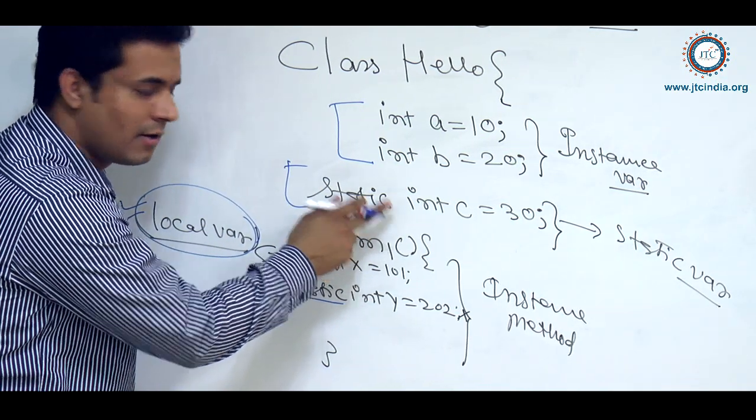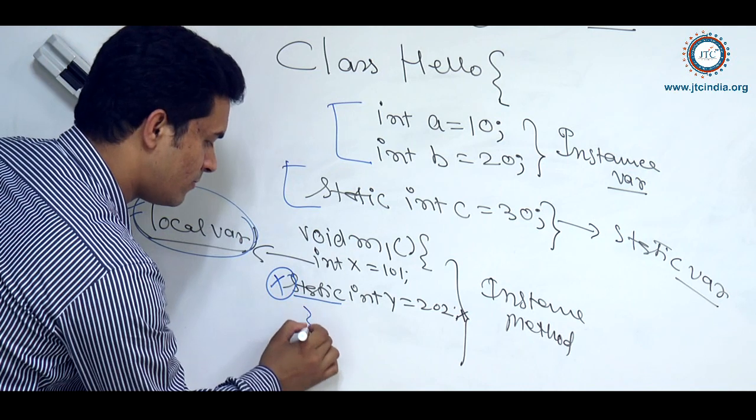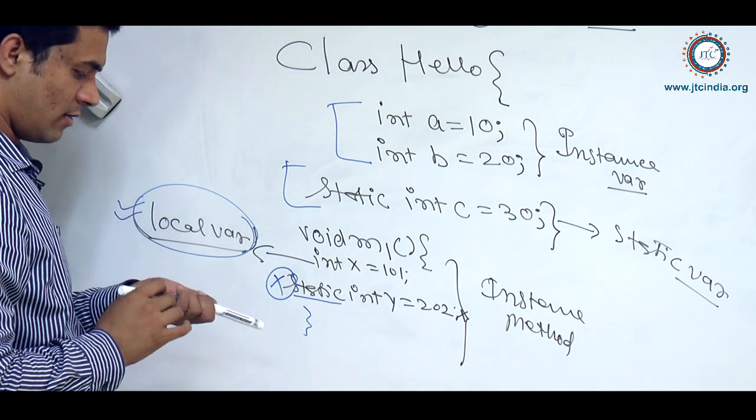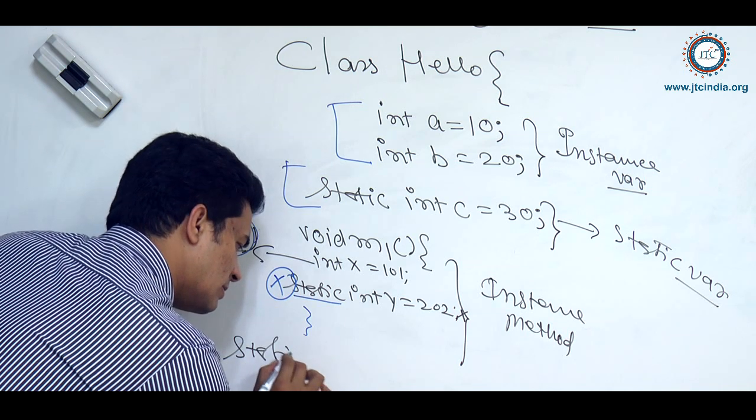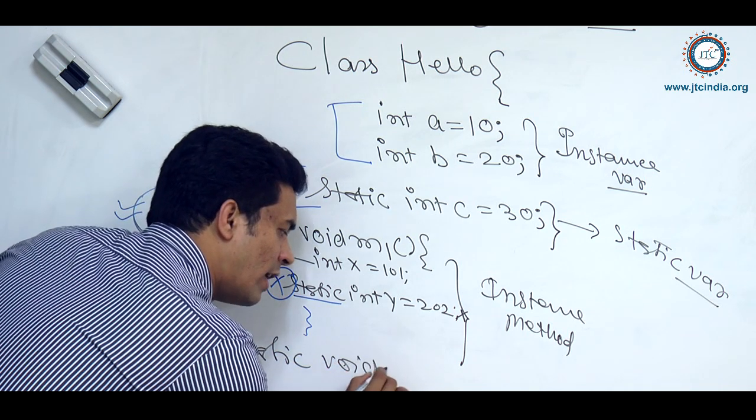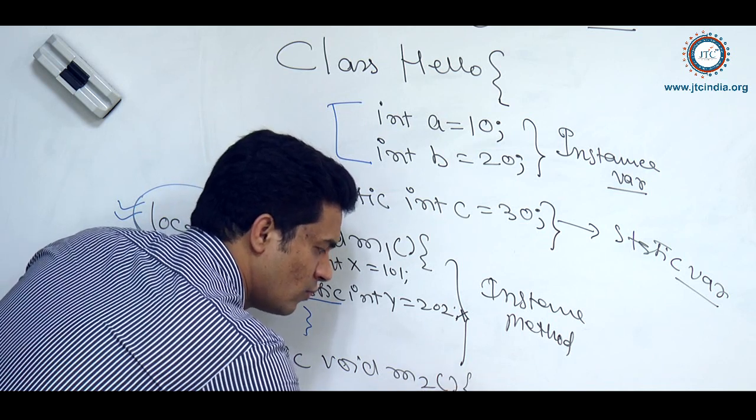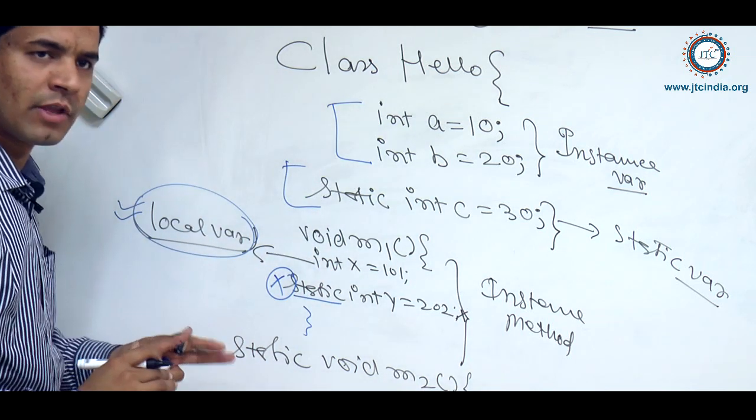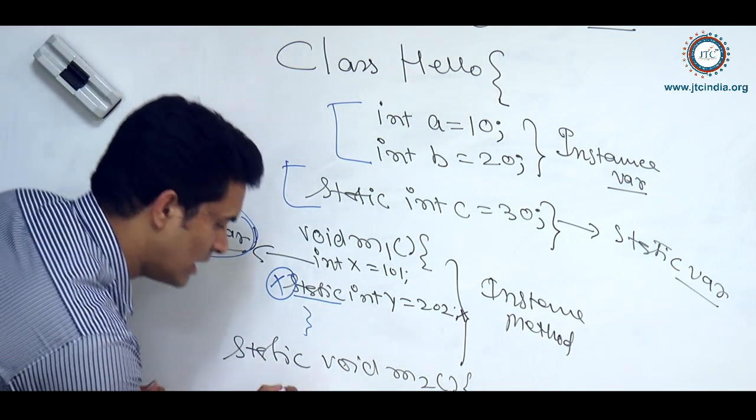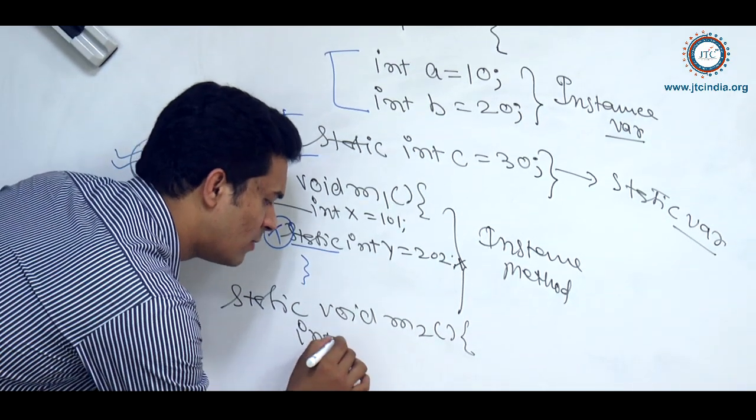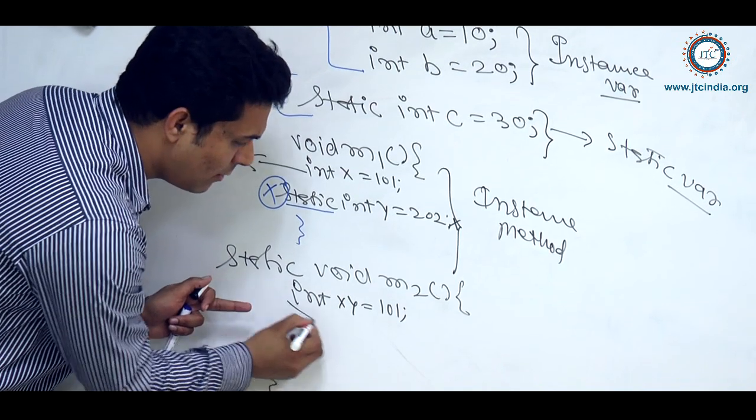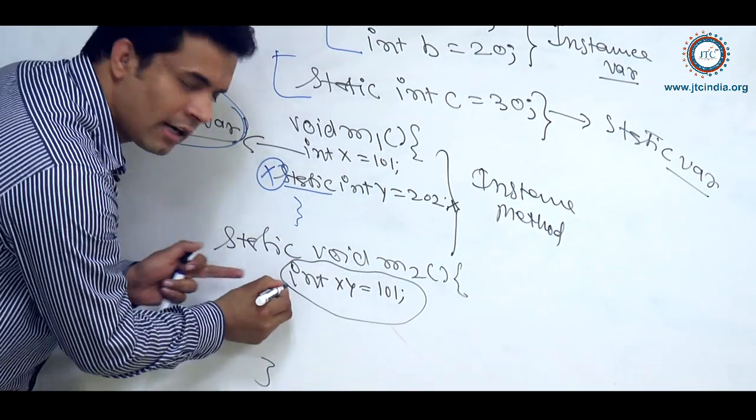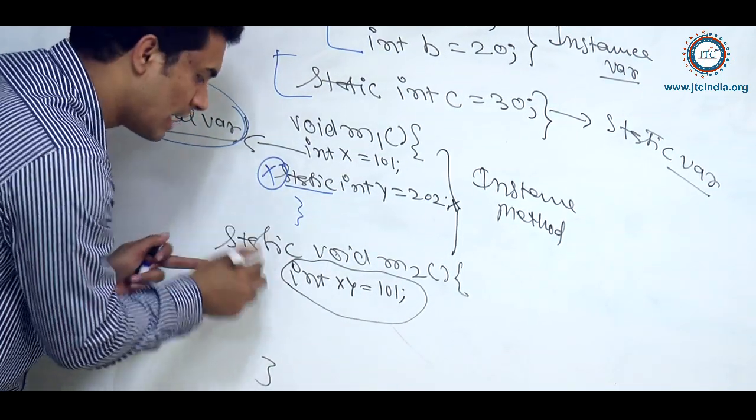Now similarly, suppose we write static void m2 method also here, fine. When I am writing the m2 method, inside this also if I am declaring a variable like 101, see, this variable we will never call a static variable or instance variable. Again it is a local variable.